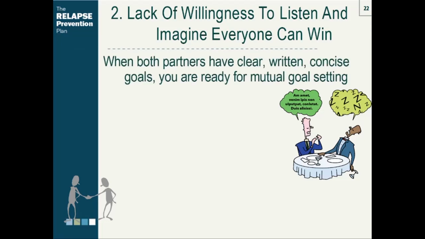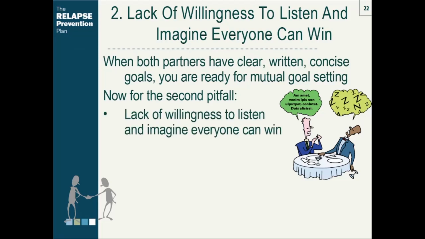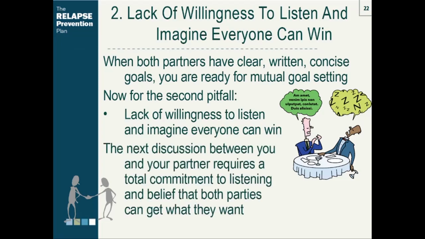When both partners have clear, written, concise goals, you are ready for mutual goal setting. Now for the second pitfall. Lack of willingness to listen and imagine everyone can win. The next discussion between you and your partner requires a total commitment to listening and belief that both parties can get what they want.